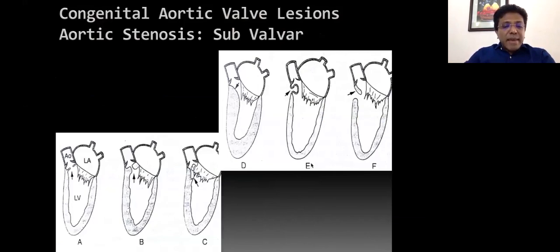This is subvalvular aortic stenosis. You can see a membrane-like thing just below the aortic valve. Sometimes it can be very thin. Sometimes it can be very thick. Sometimes you can also have some valve tissue which protrudes into the LVOT area, producing significant obstruction. So these are the various types of subvalvular aortic stenosis.